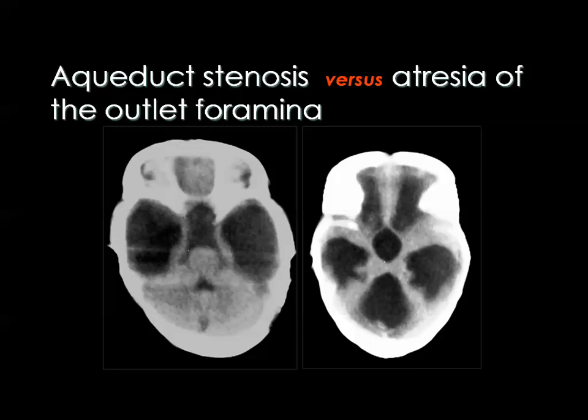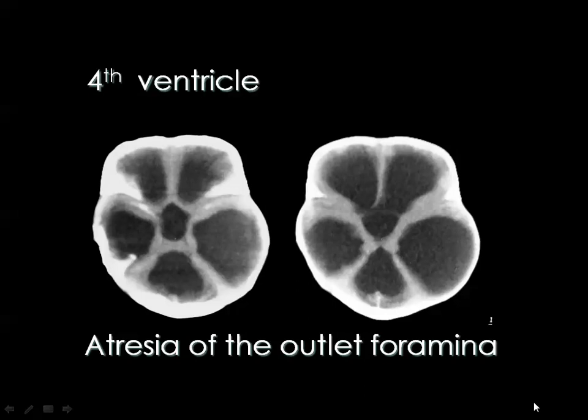In aqueductal stenosis, the fourth ventricle is of normal size, but in atresia of the outlet foramina, the fourth ventricle is ballooned, the third is ballooned, and the lateral ventricles are markedly dilated. And this is an example of atresia of the outlet foramina of the fourth ventricle. You see the fourth ventricle is hugely dilated, the third is also, and the lateral ventricles are also dilated.